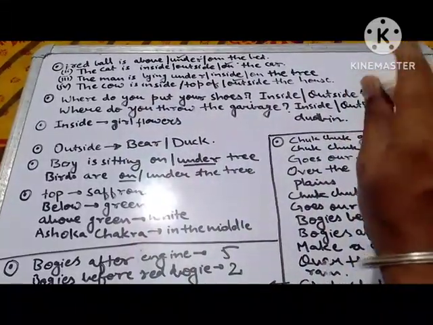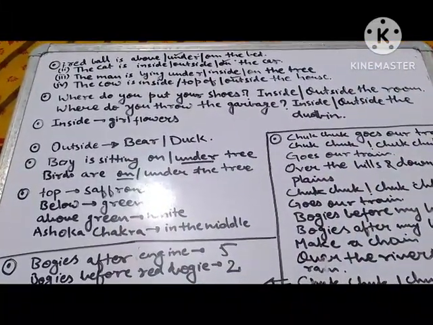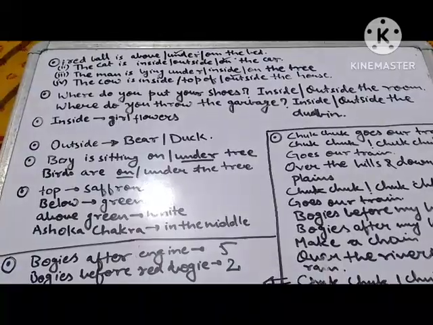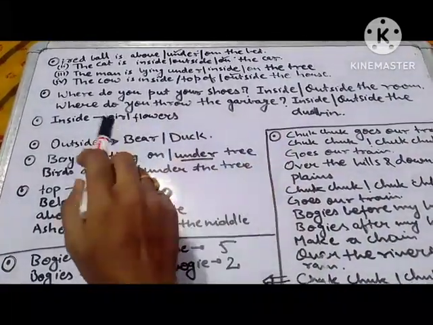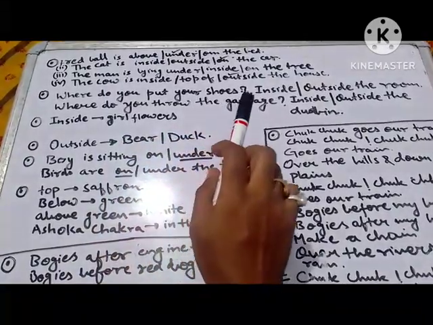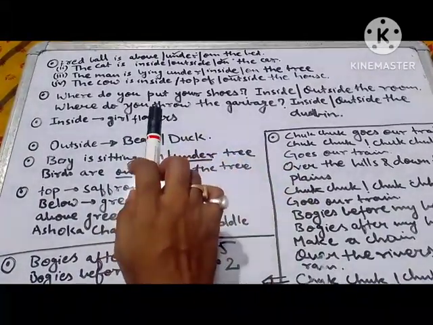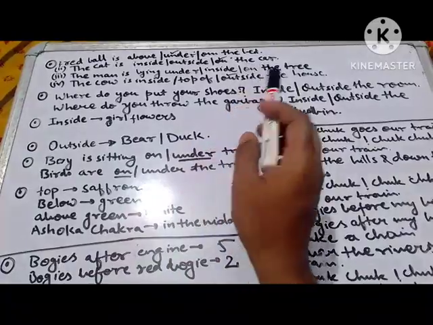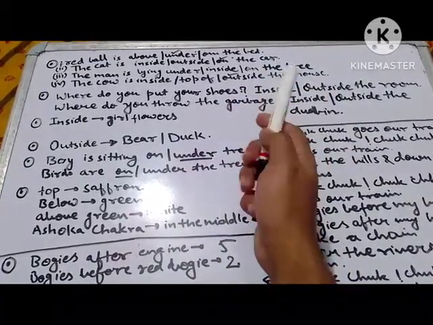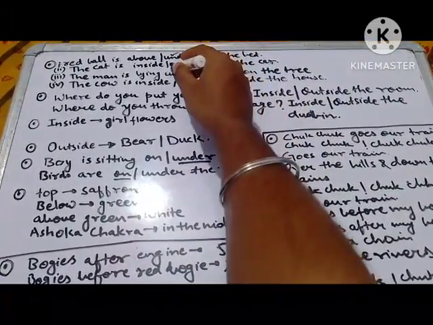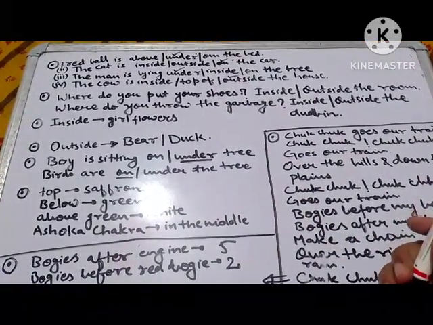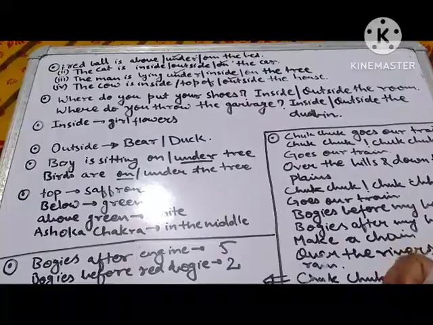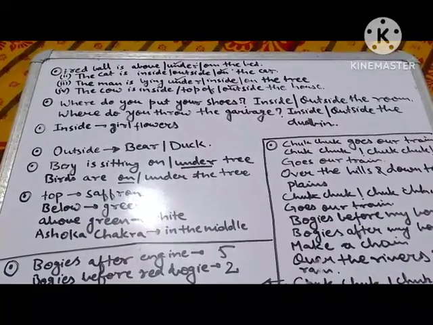Because from the figure we can see that the cat is lying at the upper position of the car, so it is called on the car. The man is lying under the tree. Here it will be under, because whenever a person sits, he sits under the tree, not on the tree.